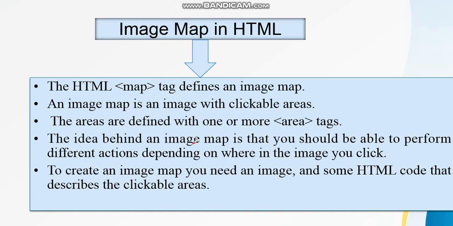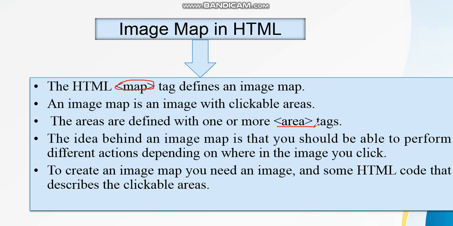The idea behind an image map is that you should be able to perform different actions depending on where in the image you click. To create an image map, you need an image and some HTML code that describes the clickable areas. As I said, that image is not just an image, but we are making some clickable areas on that image. And for this, we need two tags. One is the map tag, and the other one is the area tag. Map and area tags are important for working with image maps.